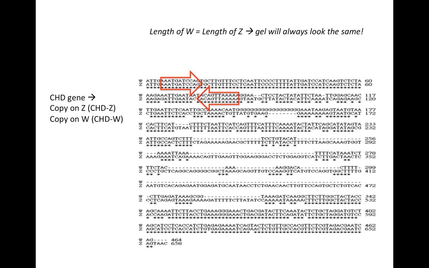If you think about it, it wouldn't, because if you look at the sequence that's in between, it's pretty much identical. It's the same length. So that would mean that if we use these paired primers from the W, we would amplify about 70 nucleotides. From the Z, we would amplify about 70 nucleotides. It would work, but when we ran it on a gel, males and females would look the same. They both have a single band that would be 70 nucleotides.